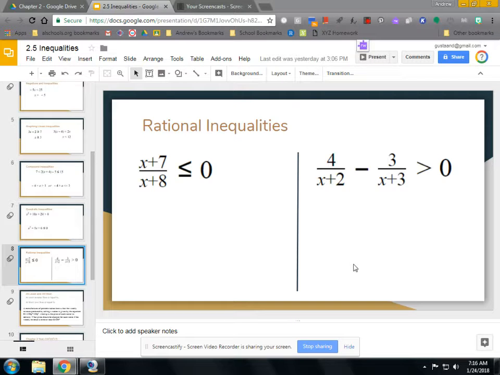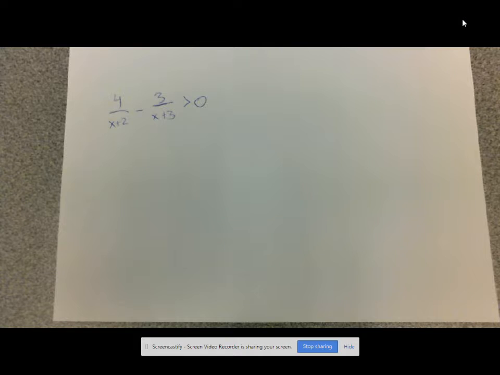I asked you to try the rational inequality on the right, the difference of the two rational quantities. If you got stuck, or you weren't sure if you were doing it right, or if you just want to see what the answers were supposed to be, you can watch this video. If you think you got it, fast forward to the end, see if you got the right answer. Otherwise, watch it in its entirety. I'm going to go over to the document camera.